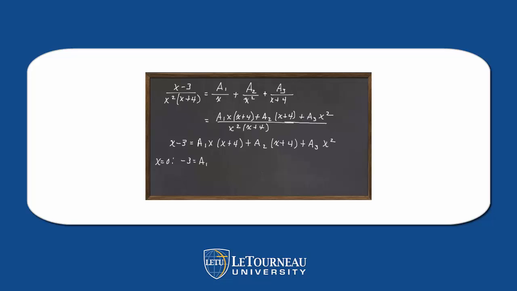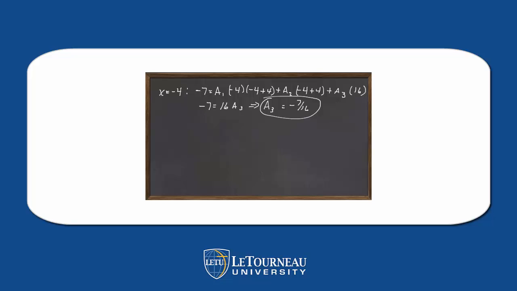All right, let's substitute x equal to 0. Let's notice that's going to zero out the a1, not the a2, but the a3. So we're going to get that -3 equals 4a2. So a2 is -3/4, and we've got one of them. All right, let's let x equal -4. We'll have -7 equals a1 times -4 times (-4 + 4). Hopefully you see the arithmetic happening here. We've got some things zeroing out. That's nice. So in this case, a3 equals -7/16.